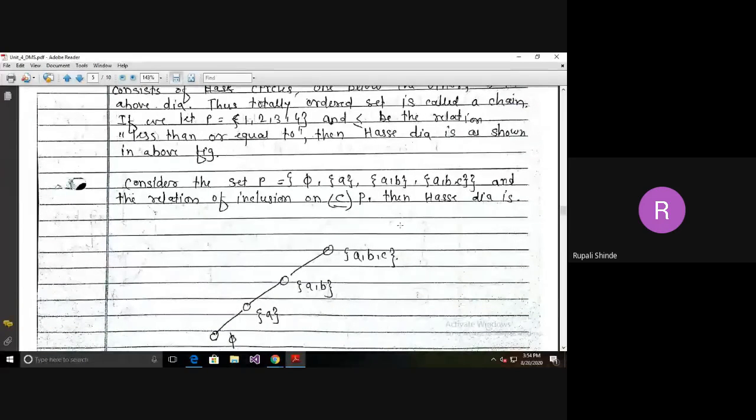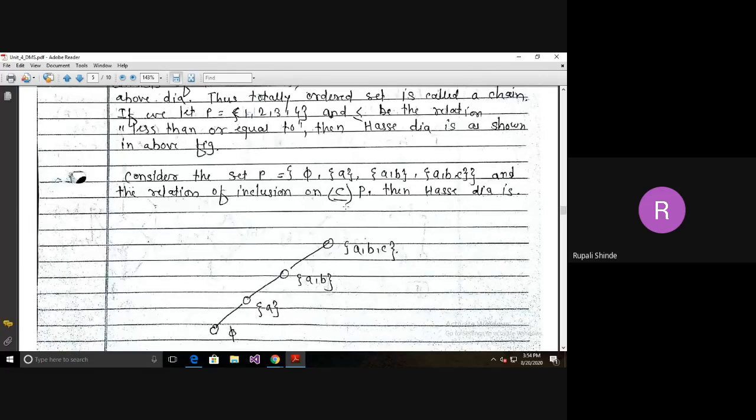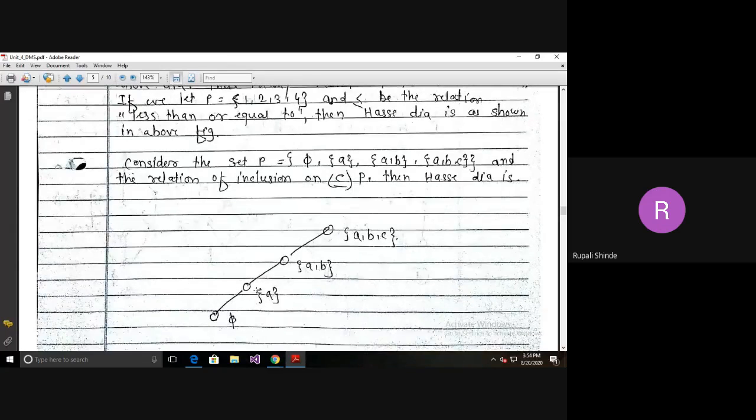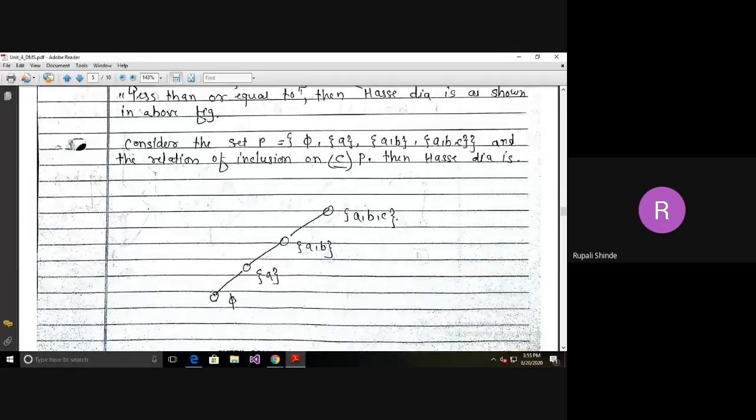Hasse diagram काय येईल हे विचारले. ओके, आता inclusion म्हणजे काय? Again this is the concept of subset. Now first element is phi, so that can be represented here by using a circle. So phi is represented by using this circle. Next element is set A.